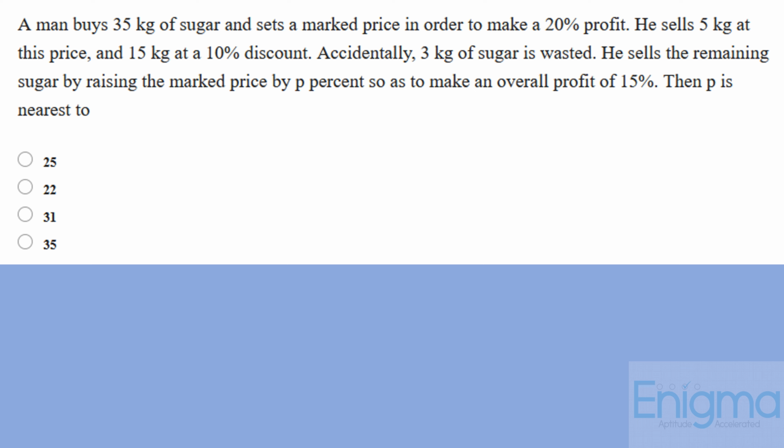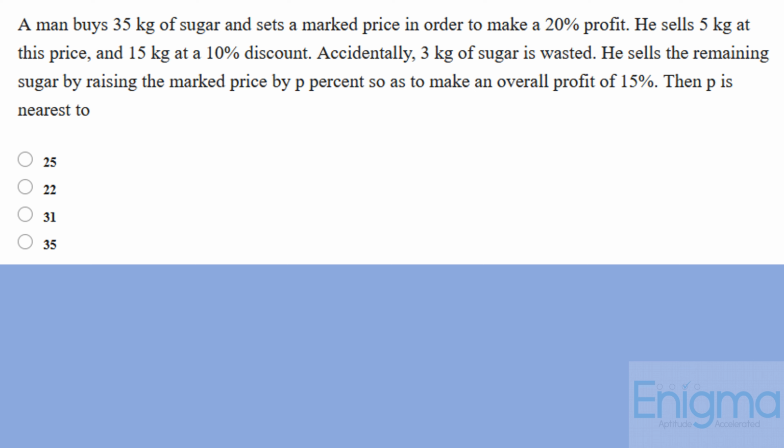A man buys 35 kg of sugar and sets a market price in order to make a 20% profit. He sells 5 kg at this price and 15 kg at a 10% discount. Accidentally, 3 kg of sugar is wasted. He sells the remaining sugar by raising the market price by P% so as to make an overall profit of 15%. Then P is nearest to 25, 22, 31 or 35.